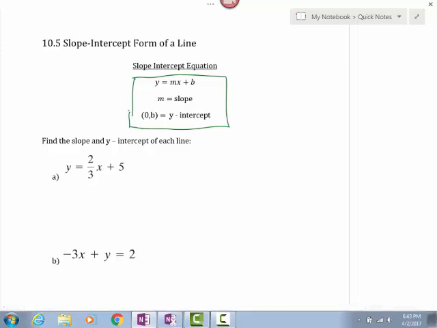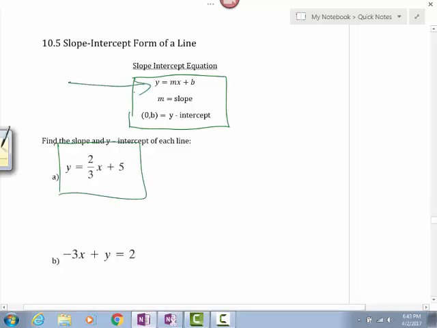So the first problems here say, find the slope and y-intercept of each line. Essentially what we're going to do here is a stare and compare. We're going to look at the equation that we have here, and compare it to our y equals mx plus b form. So we're trying to find the slope m, and the coordinates of the y-intercept, which is going to be the point (0, b).